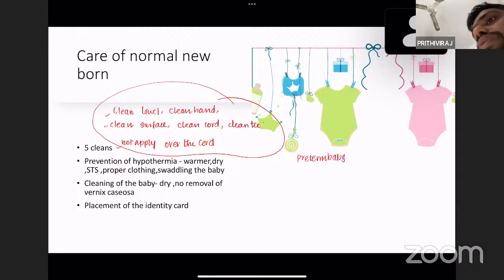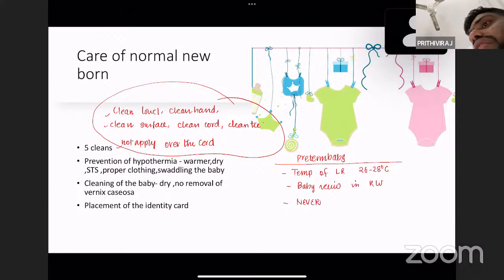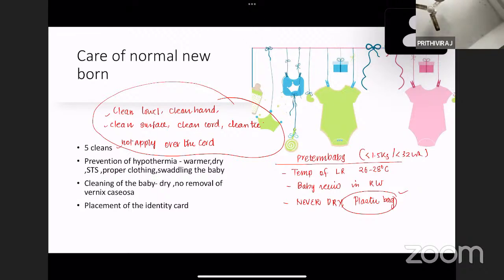Preterm baby, how will you prevent hypothermia? One, the temperature of your labor room should be 26 to 28 degrees Celsius. This baby must be received in a radiant warmer. Never dry the baby for a preterm baby of less than 1.5 kg and less than 32 weeks. Instead, put the child over the plastic bag that is specially created for preterm babies, use a bed warm mattress warmer, and use a neonatal incubator for transporting the child.